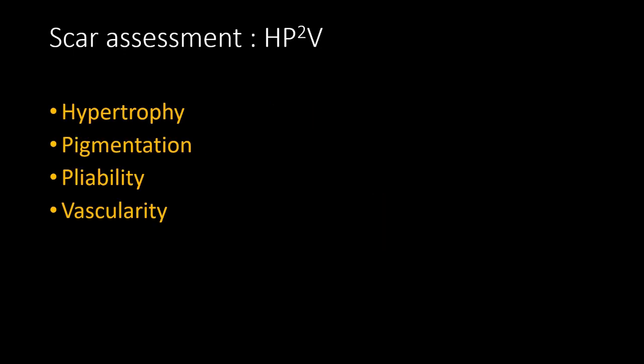Now let us move to the actual scar assessment using the Vancouver scar scale. So 4 parameters are typically used in this. The mnemonic which I tend to use is HPV, in which H stands for hypertrophy, the first P is for pigmentation, the second P is for pliability, and V is for vascularity. So we want to assess these 4 parameters and give them markings and eventually come to our Vancouver scar scale score.